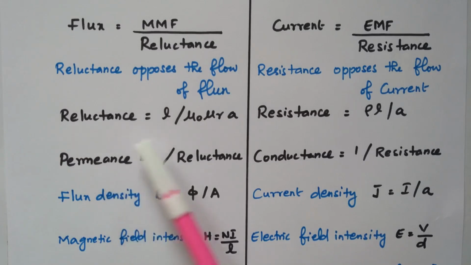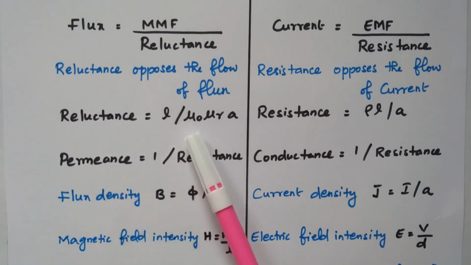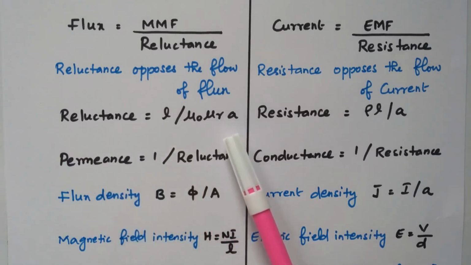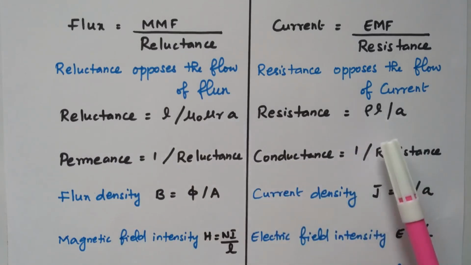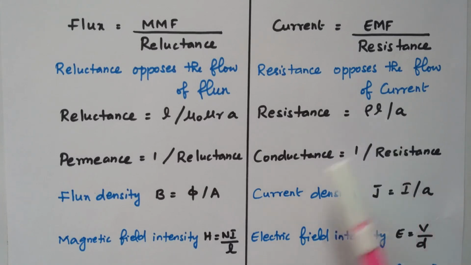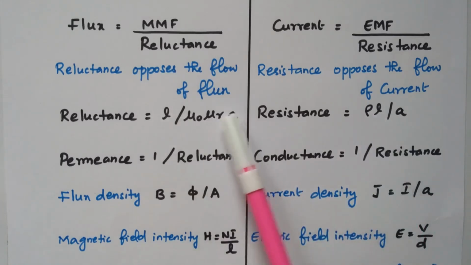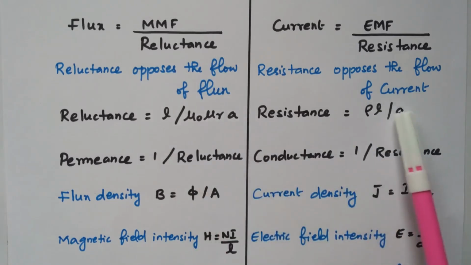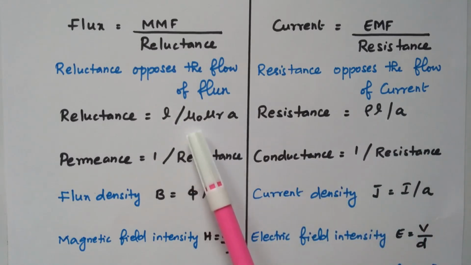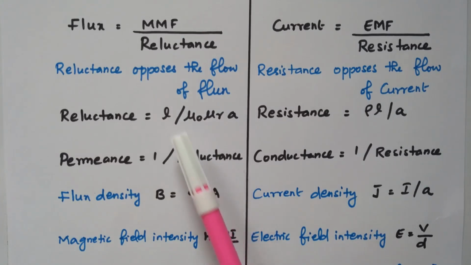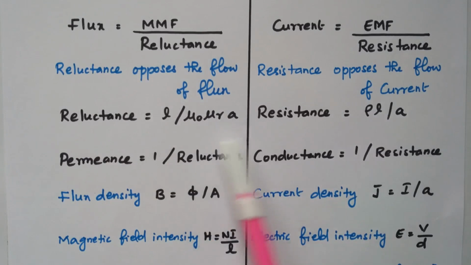The reluctance is given as L divided by μ0 μr A. Very similar to this, resistance is given by ρL by A. Rho is nothing but the resistivity. So here L by A is very similar, here also L by A is available. Here ρ is in the numerator, whereas 1 divided by μ0 μr is in the denominator. That is the difference. L divided by A is similar for both cases, reluctance as well as resistance.